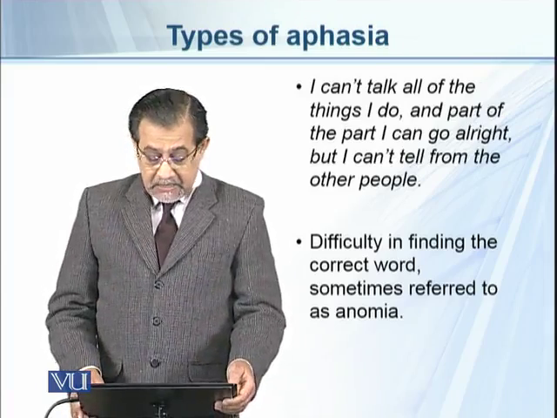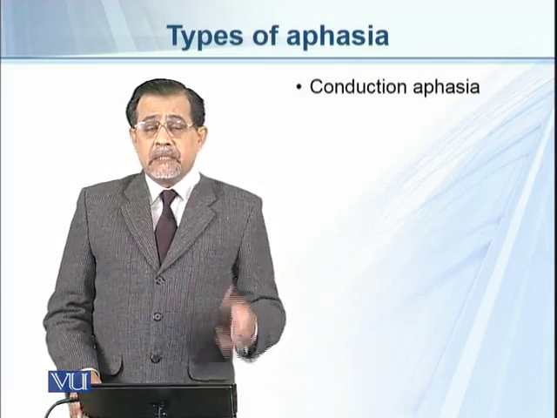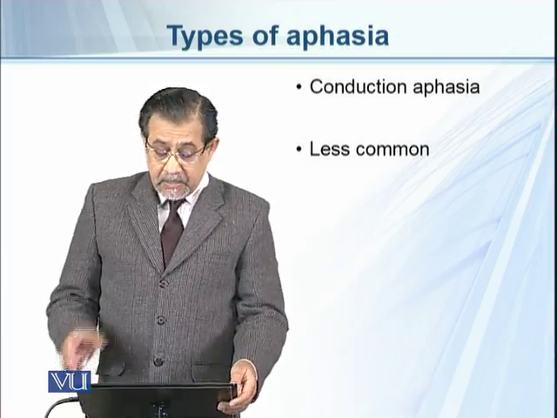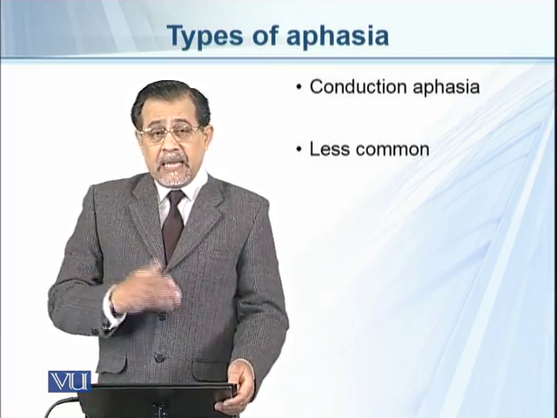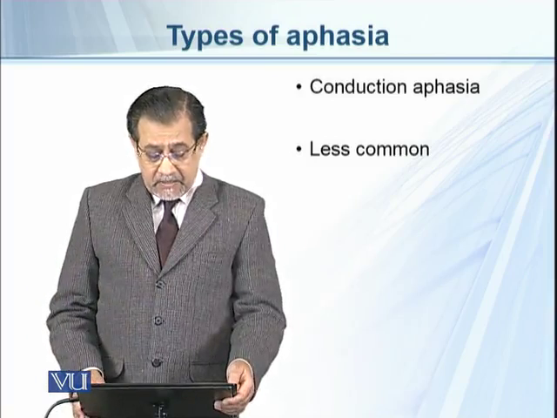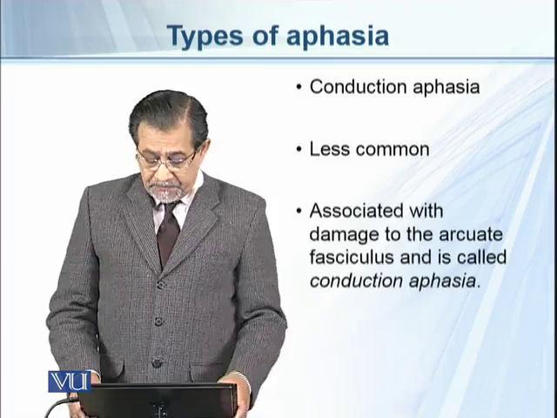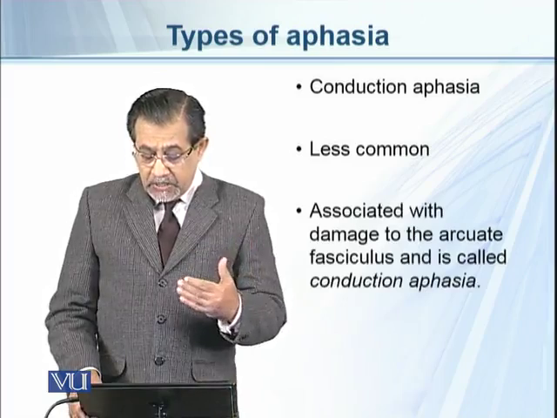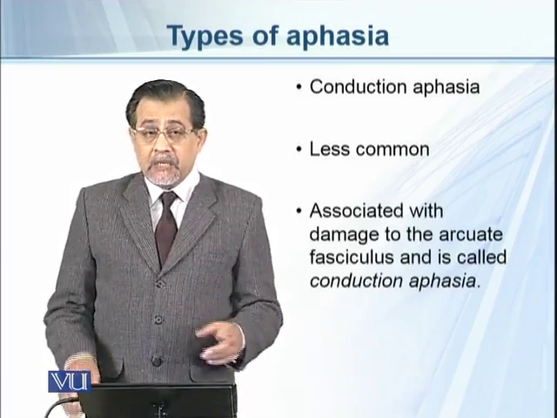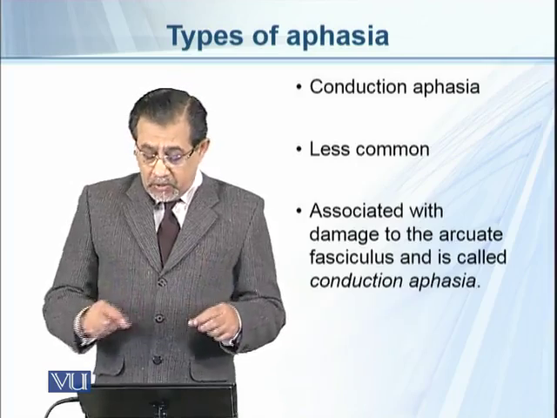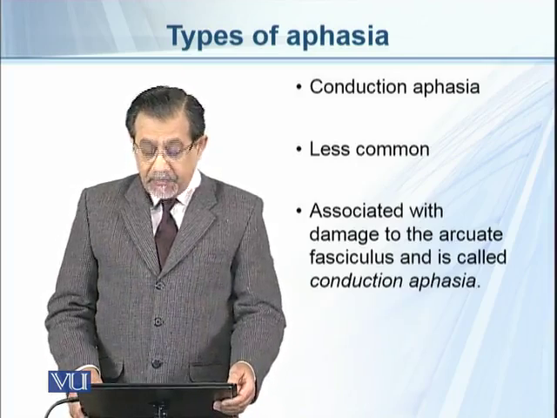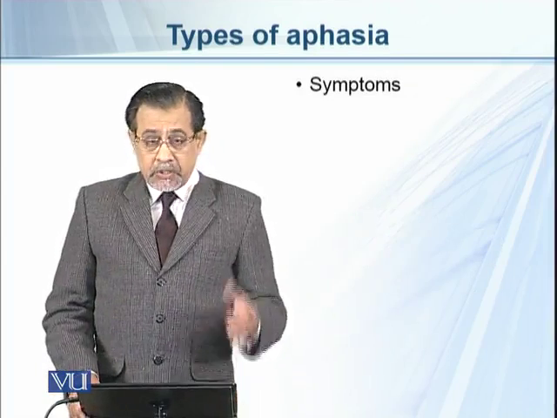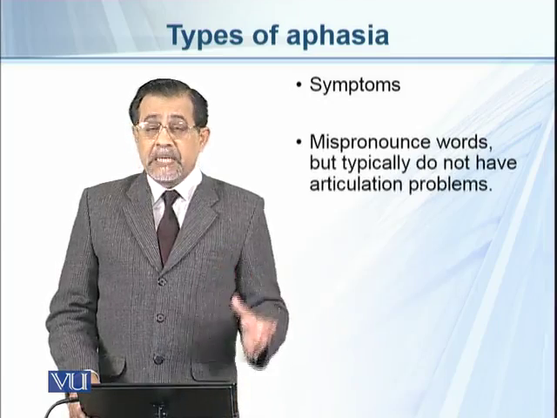Conduction aphasia, it's the third type of aphasia. It's less common compared to Broca and Wernicke's aphasia. It is associated with damage to the arcuate fasciculus, and is called conduction aphasia. So it is a result of localized damage in this part of the brain, where these nerve fibers are found. The symptom of this type of aphasia: mispronounces words.